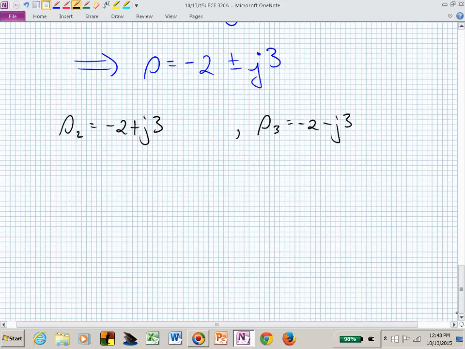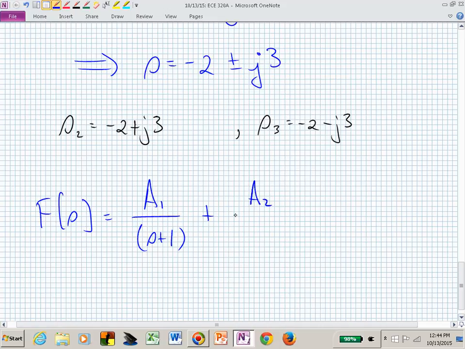We can now rewrite F(s) in our partial fraction form, and now I'm not using A, B, and C, I'm subscripting the A's. Now I have A sub 1, A sub 2, and A sub 3. I will put A sub 1 over, that came from nowhere, s plus 1, that was one of our factors, plus A sub 2.